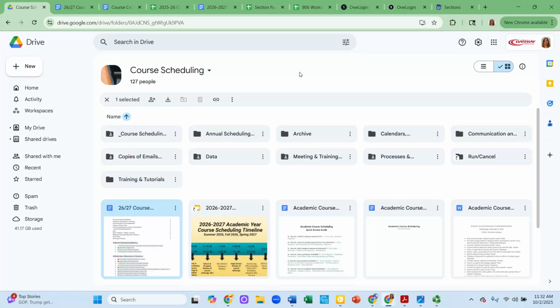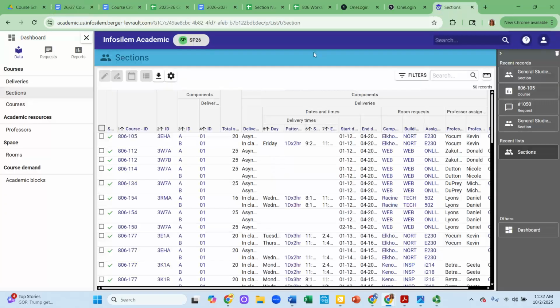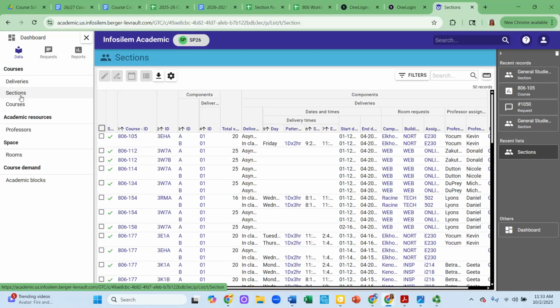Then there's some resources that you need that are provided in this links document, which is kind of your one-stop shop for everything that you could need related to course scheduling. Then InfoSilum Academic. Once you get in here, you can start looking through your sections, what's there, start putting in your requests for changes just by clicking on like the section number and then putting in this little request bubble here and then filling out the necessary information and submitting it. Then once all of your requests are done, you send an email saying, hey, I'm done with my schedule review. Please let me know when you're done making the updates so that I can have a final review.